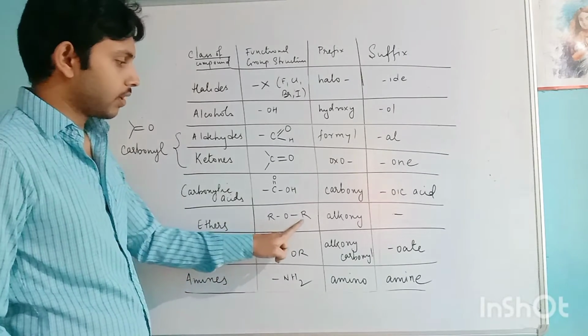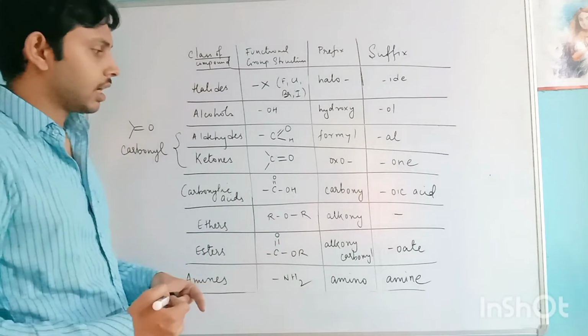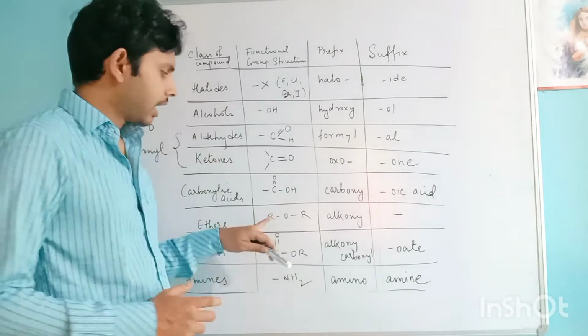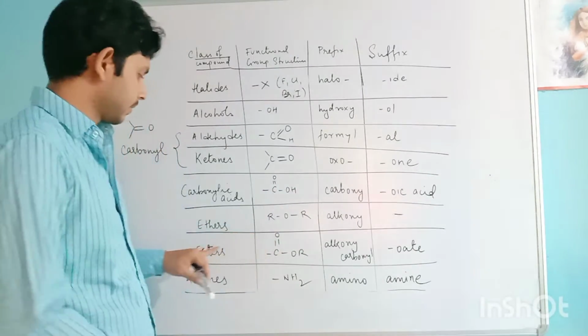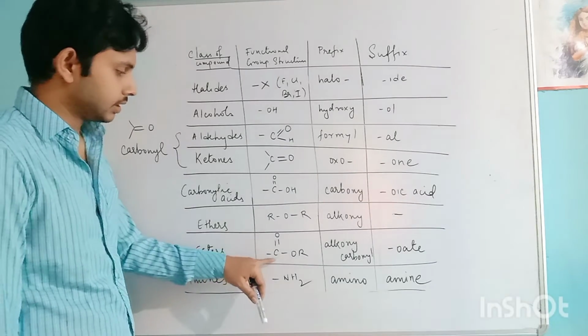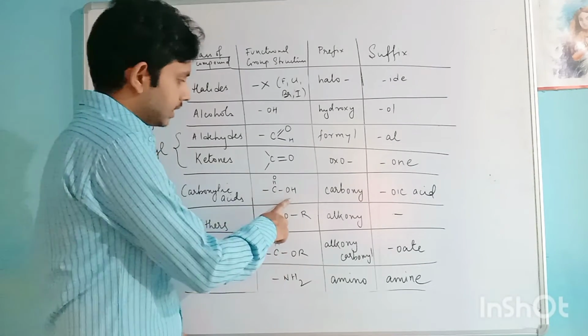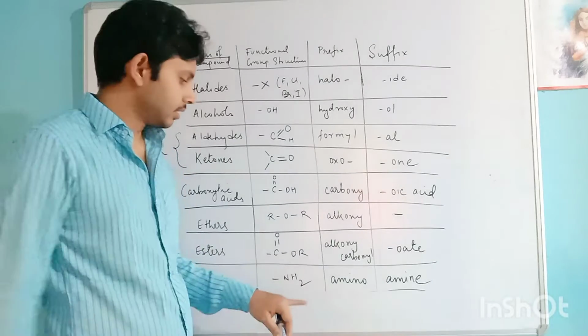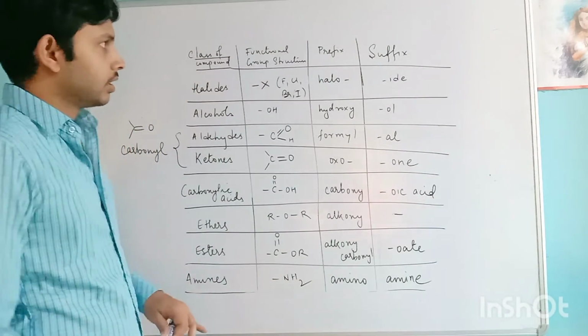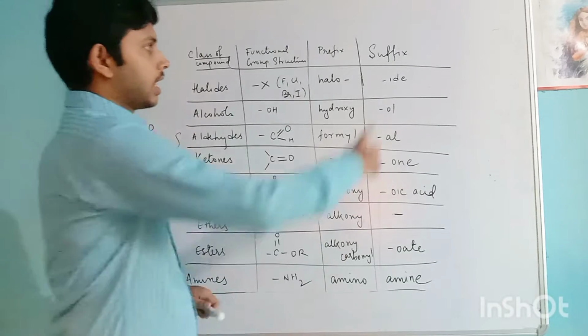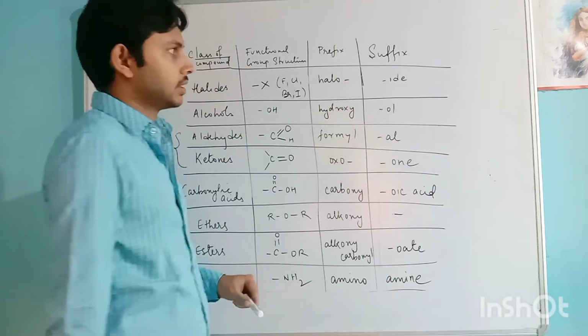For ether, ROR. What is R? R is an alkyl group. Alkyl group I will tell you in the coming videos. Esters, when COO from the acid, H is replaced by R, and amines, it is NH2. Now for these compounds there are some prefixes and suffixes.